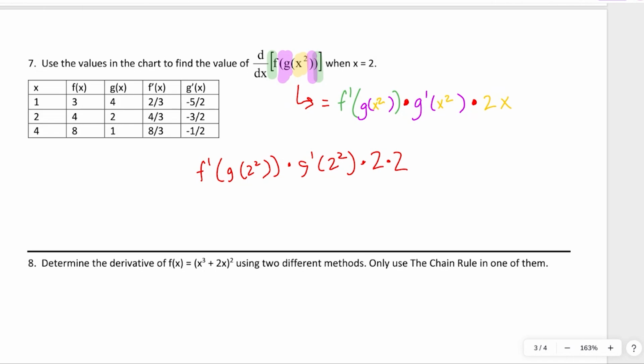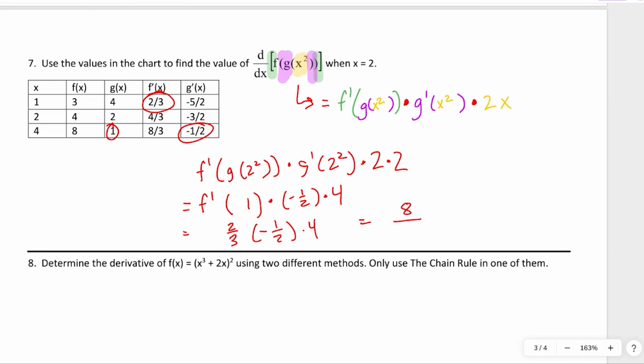So 2 squared is 4. So we really have g of 4 here, and we can see g of 4 is 1. So we have f prime of 1 times g prime of 4. G prime of 4 is negative 1/2. And 2 times 2 is 4. So the last thing to use the table for is f prime of 1, which we can see here is 2/3. So we have 2/3 times negative 1/2 times 4. Let's see, 2 times 1 times 4 is going to be 8. 3 times 2 is 6. So we get negative 8/6, which reduces to negative 4/3.